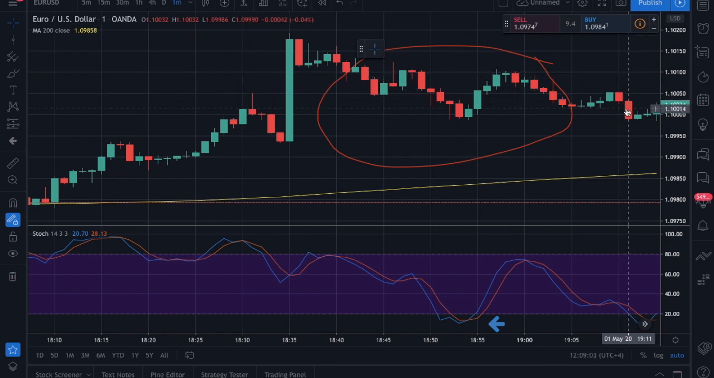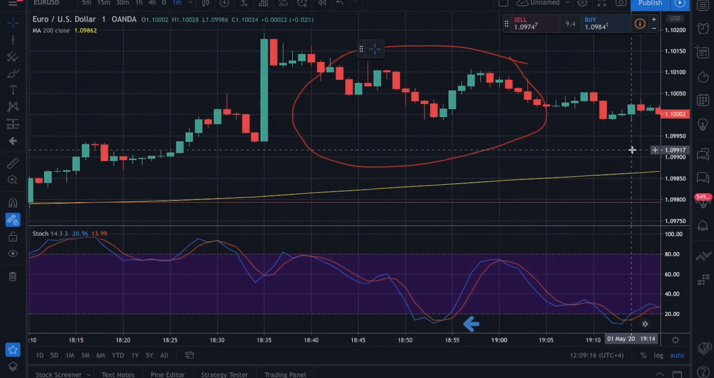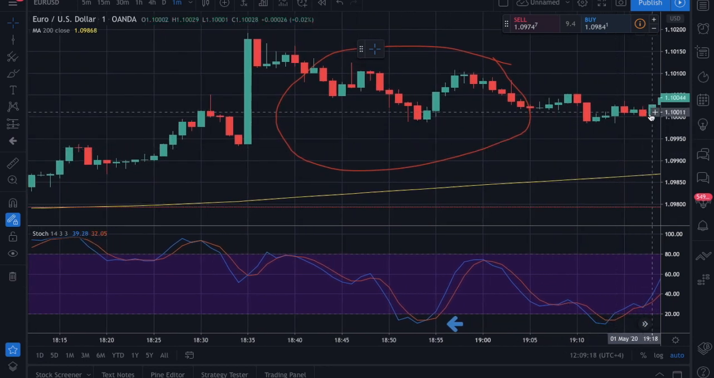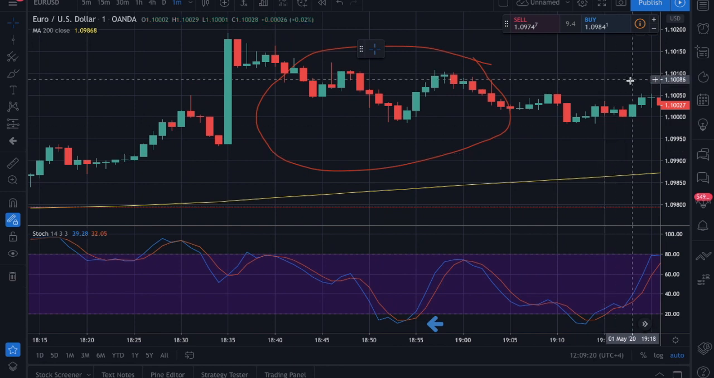But in my opinion, I recommend that you always go for the nearest, even if it doesn't give you that much pip. I think this will give you around 3 or 4 pips, but let's see what happens. So the market has now started going up from here. Started going up, and it already hits our take profit.